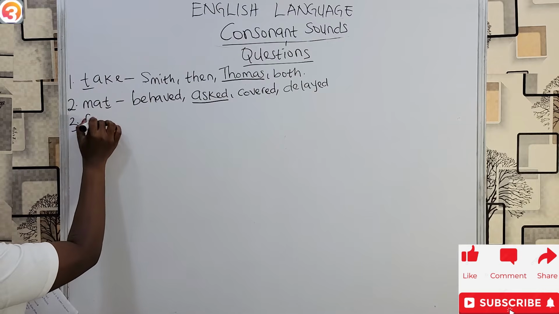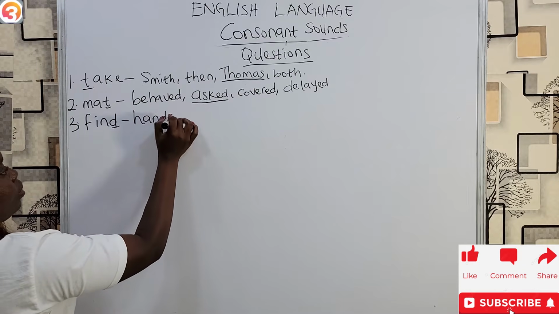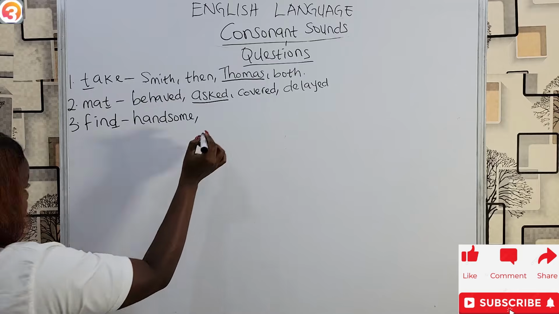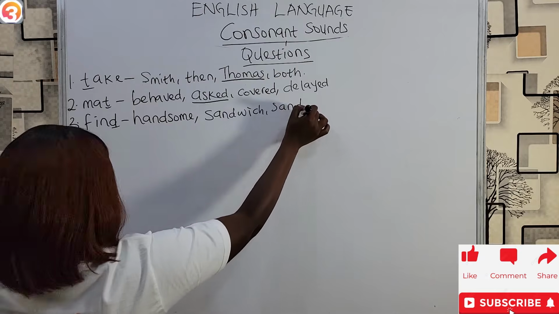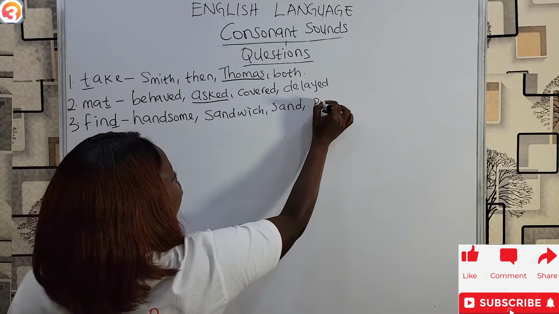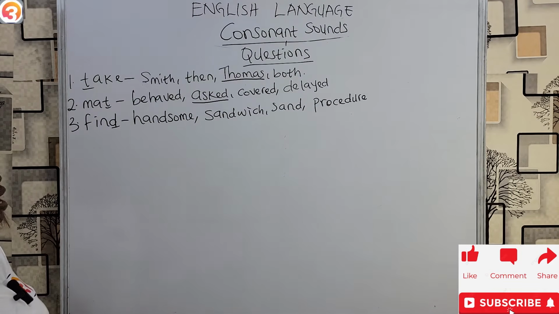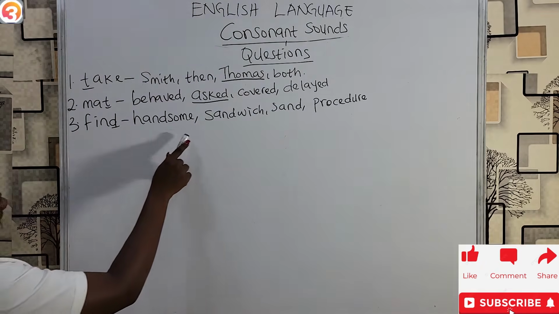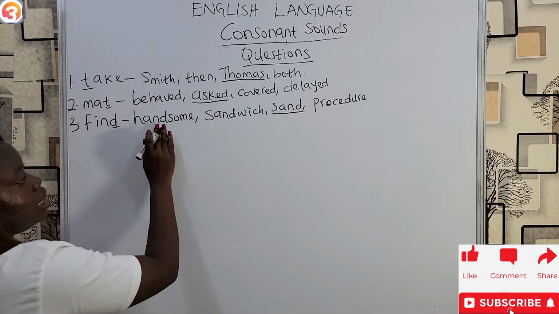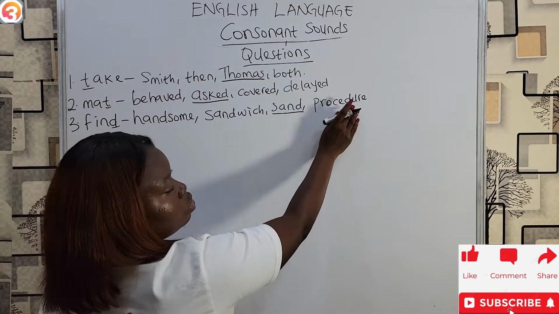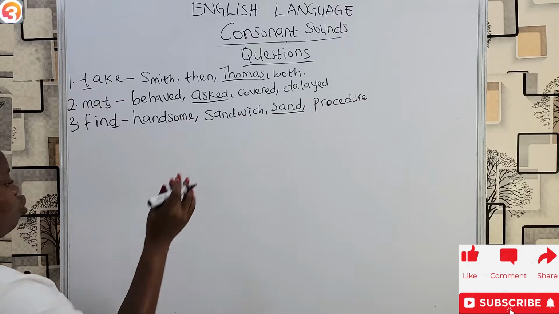Then we'll have find. Handsome. Sandwich. Sand. Procedure. Consonant D is underlined here in find, and our options are handsome, sandwich, sand, procedure. Our answer here becomes sand. Consonant D is silent here. It is not pronounced here. It is not D we have here, but another consonant entirely. So our answer here becomes sand.